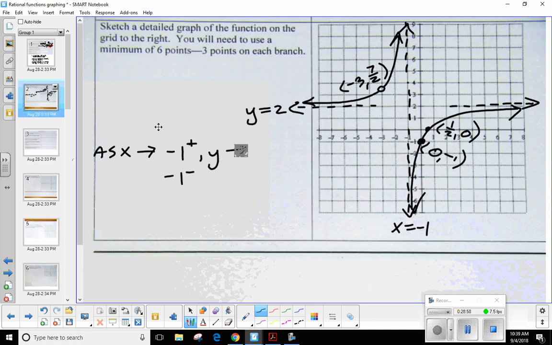What I like to do, and every teacher is different, I'm not sure how Mr. Heinrich, for example, likes to do this, is choose a value to the immediate right and left of my vertical asymptote. I go within 1/10 of a point. So what's 1/10 of a point to the right of -1? That'd be -0.9, right? Did he? Okay, good. What would be on the left?